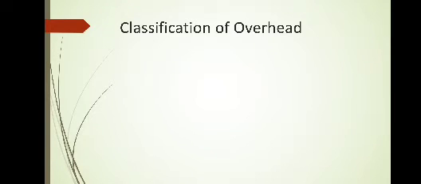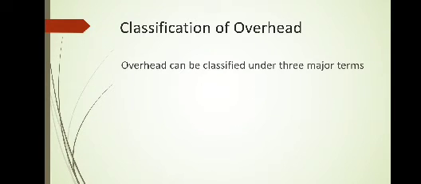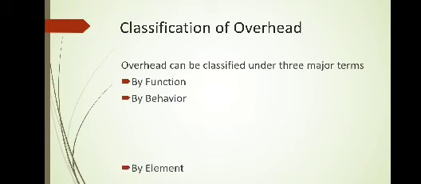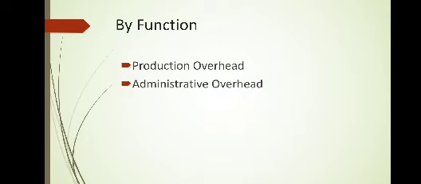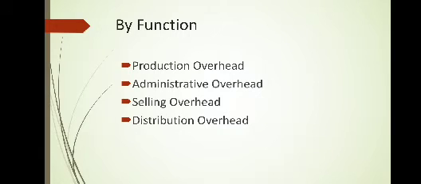Classification of overhead expenses. Overhead expenses are classified under three major terms: by function, by behavior, by element. By function, we can classify overhead under four major types: production overhead, administrative overhead, selling overhead, and distribution overhead.